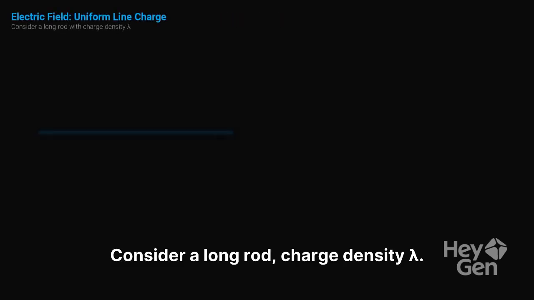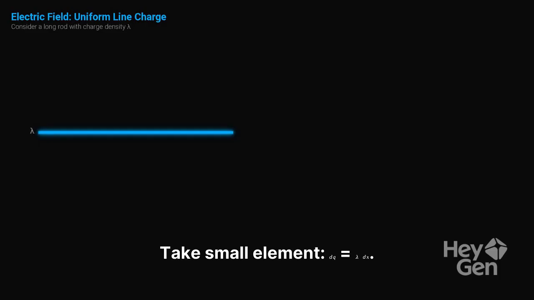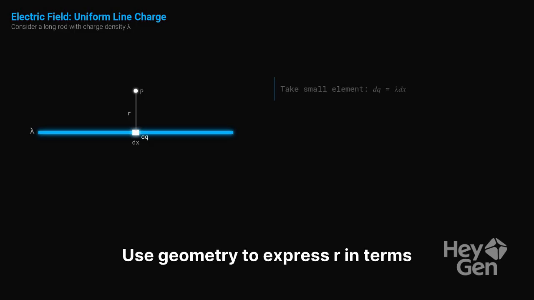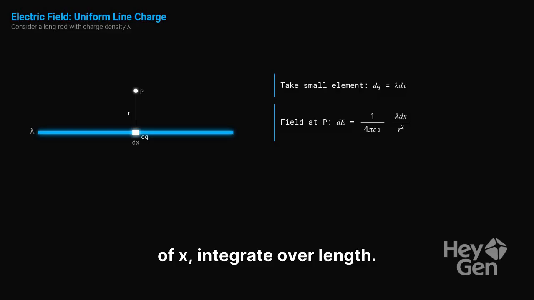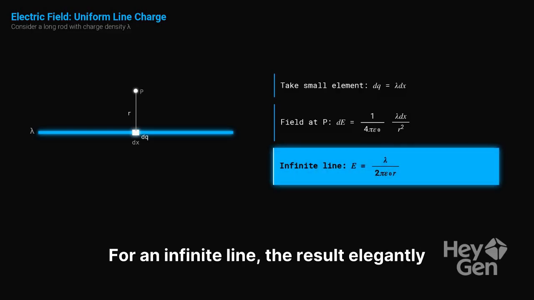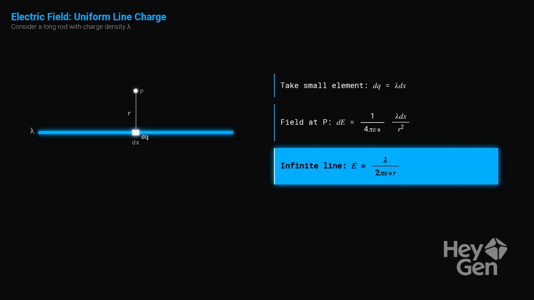Consider a long rod with charge density lambda, and take a small element dq equal to lambda dx. The field at point P is dE equals 1 over 4 pi epsilon naught times dq over r squared. Use geometry to express r in terms of x, and integrate over the length. For an infinite line, the result elegantly becomes E equals lambda over 2 pi epsilon naught r.